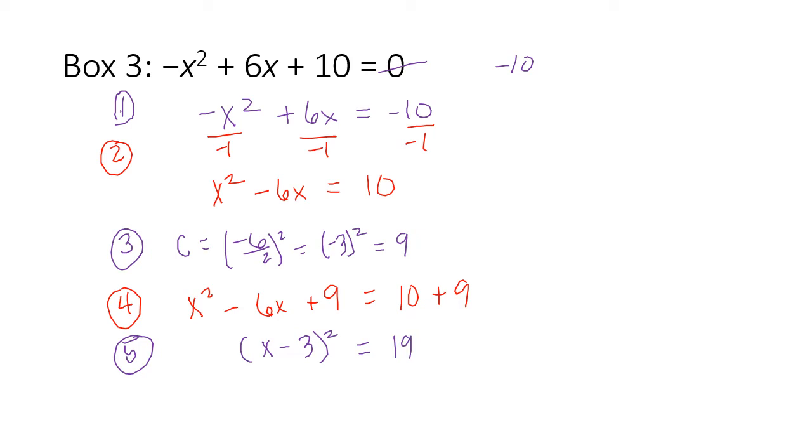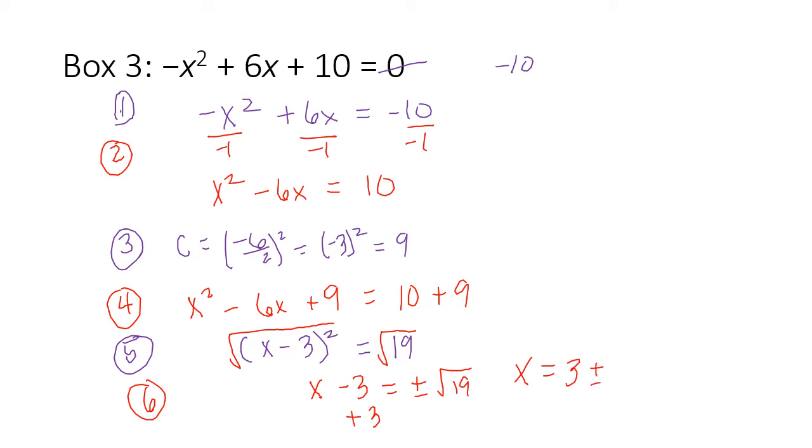And now we're down to just solving. So using inverse operations, I'm going to take the square root, because the opposite of squaring is to square root. And what I do to one side, I have to do to the other. So we're left with x minus 3 equals plus or minus the square root of 19. Add 3 to both sides. So our answer is x equals 3 plus or minus the square root of 19.